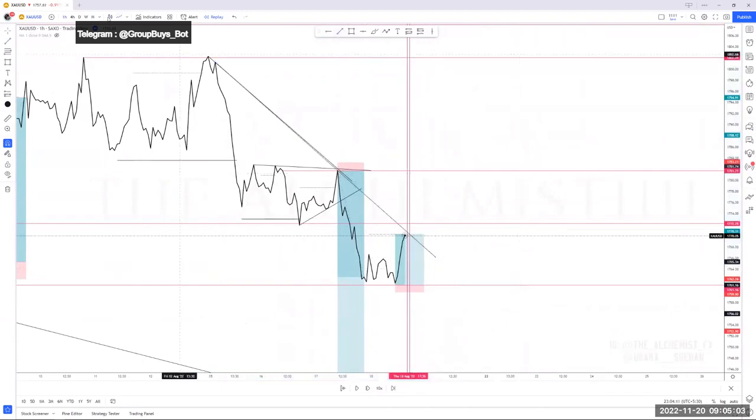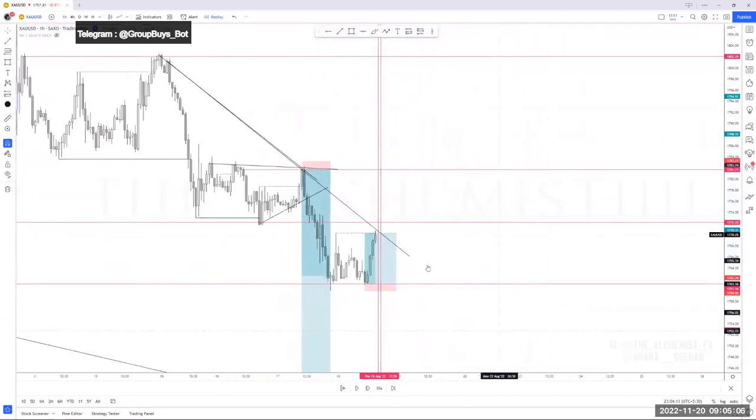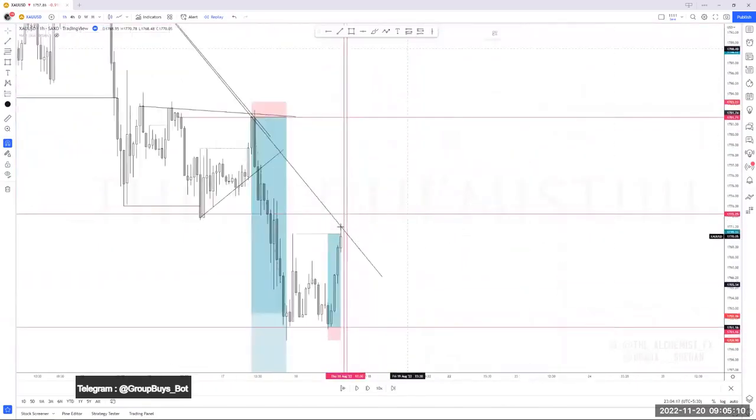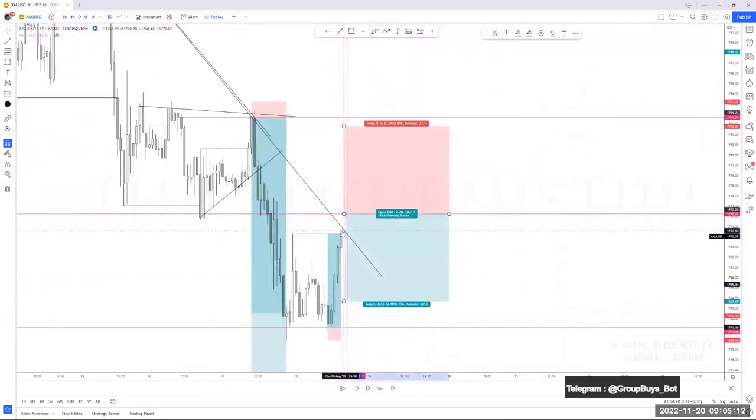Can you see this? Right here. Okay. So what happened? Now we have this trend line confluence. Remember, trend line is not the entry, okay? Only confluence, only confluence.